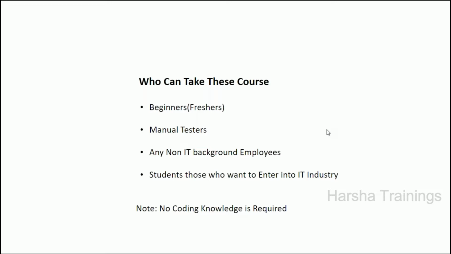Our next point is students who want to enter the IT industry. For example, students who just completed their graduation, as I explained in the beginners topic, and are willing to jump into the IT industry. For example, you are from the 2020 pass out batch, and now it's 2022. Two years have passed due to your backlog or something, and you haven't been able to join any company, but you cleared your backlog now. Even if you are from the 2020 pass out, it's the correct time to learn the course and jump into automation or manual testing based on what you learn from this course.